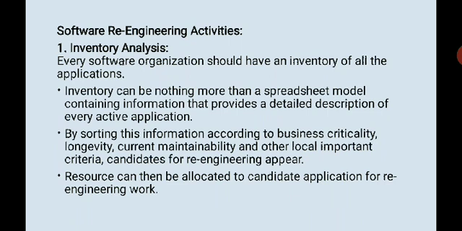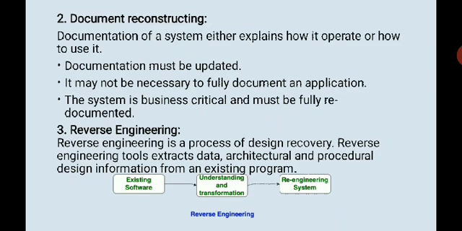And the resource can then be allocated to the candidate application for the re-engineering. So this is how it is happening. You first do it according to the longevity, you see how it is being done, then you try to see what's the current maintainability cost and what are the other costs that are involved, right?